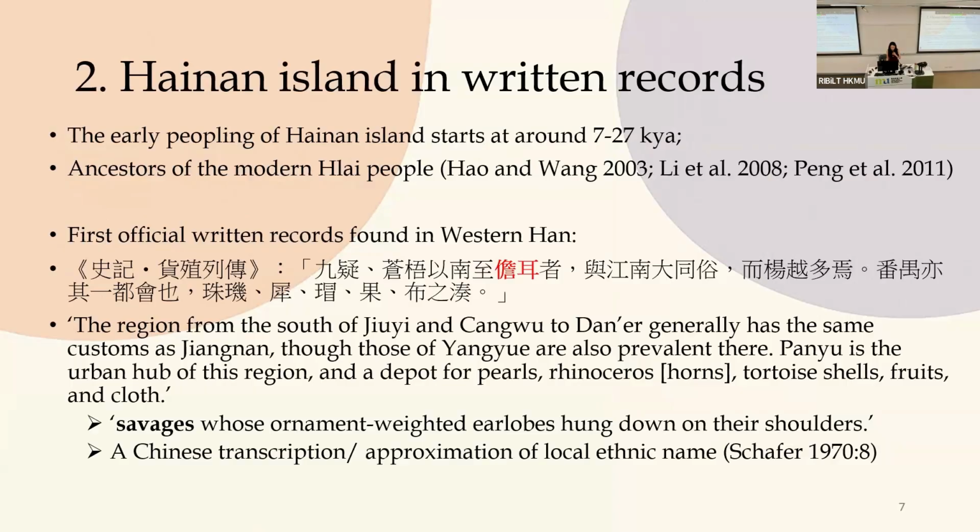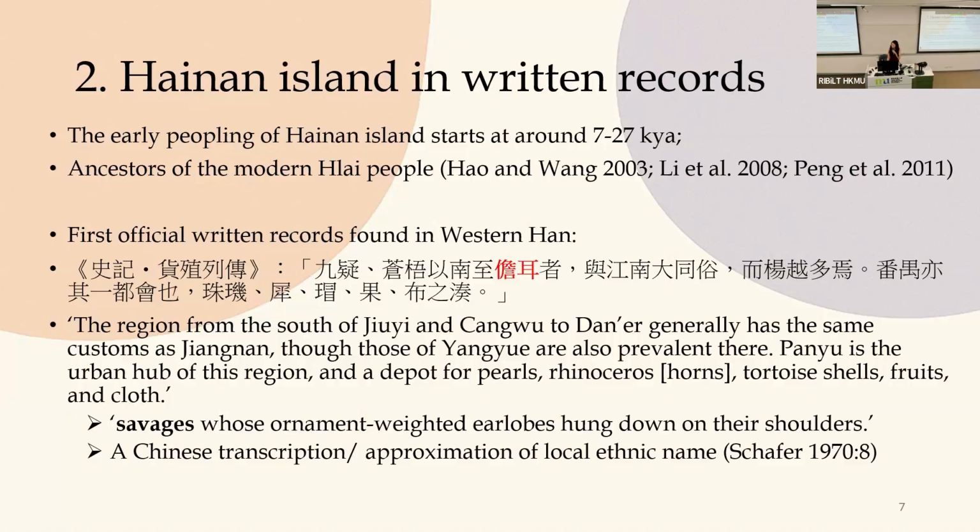So the peopling of Hainan Island starts at around 7 to 27,000 years ago. Studies show that these earliest settlers could be the ancestors of the modern-day Hlai people, a group of non-Chinese Kradai-speaking people. The earliest official written records about Hainan Island appeared long after the island had been populated by non-Han people, in the Western Han dynasty, around 200 years BCE.